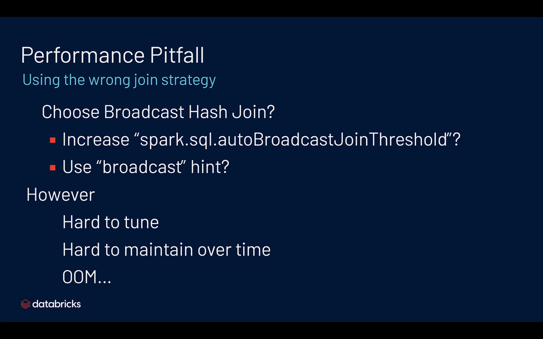So let's start with the first optimization, converting a sort merge join to a broadcast join. In Spark 2.x, this is done by tuning the spark.sql.autoBroadcastJoinThreshold, or by using the broadcast hint. This, however, is very hard to tune, and it's affected by changes in your workload, which makes it very hard to maintain over time. And if you broadcast a data frame that's too large to fit into memory, you may cause your executors to go out of memory and crash.